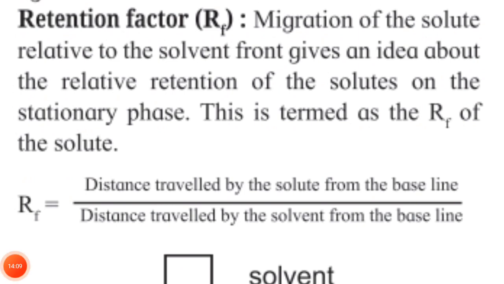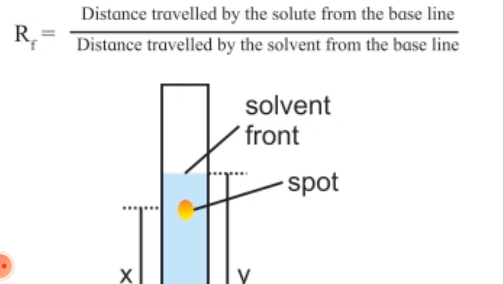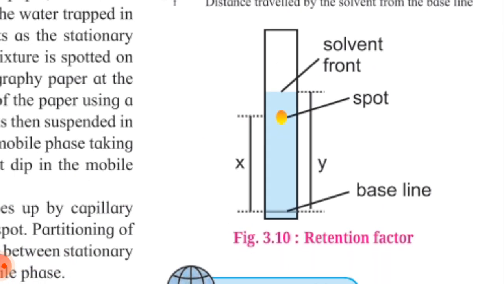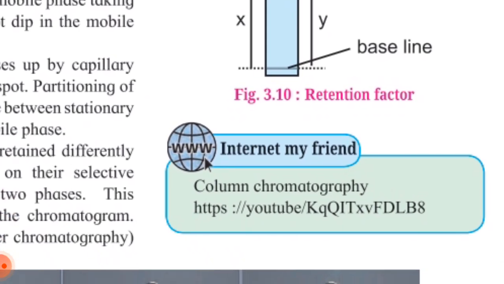Retention factor, Rf. The distance traveled by the solute relative to the solvent front gives an idea about the relative retention of the solute on the stationary phase. This is termed as the Rf of the solute. Rf is equal to the distance traveled by the solute from the baseline upon the distance traveled by the solvent from the baseline. Solvent front, spot, baseline, retention factor.